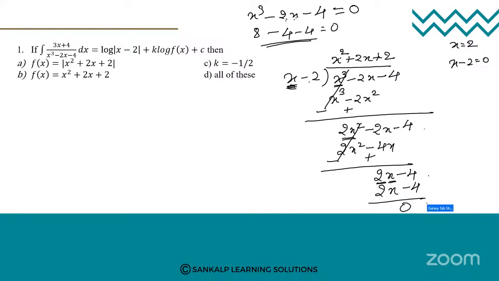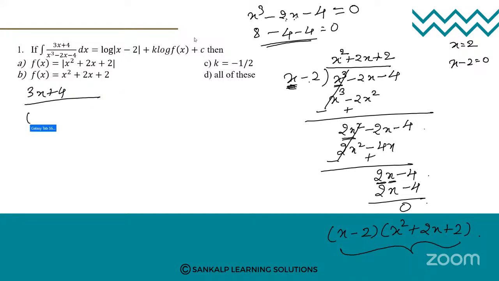So how can you rewrite your cubic equation? x minus 2 into x square plus 2x plus 2. Okay. So is this clear with everyone? So we rewrote this. How did it come now after rewriting? x minus 2 into x square plus 2x plus 2. Okay. So now we will rewrite this.